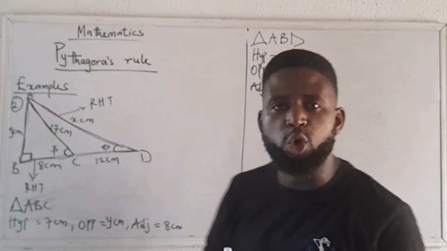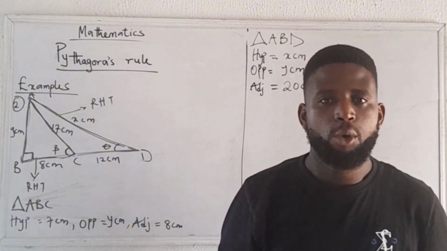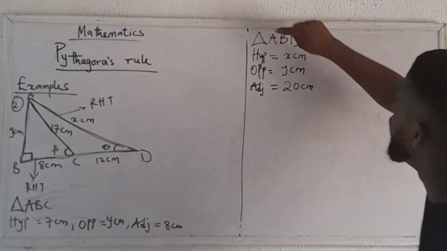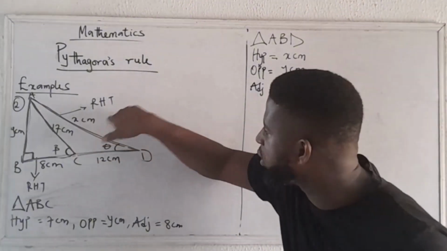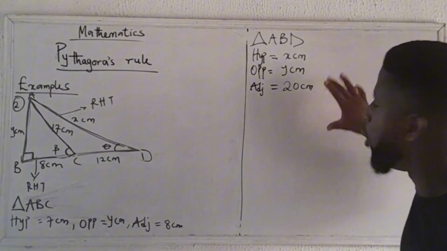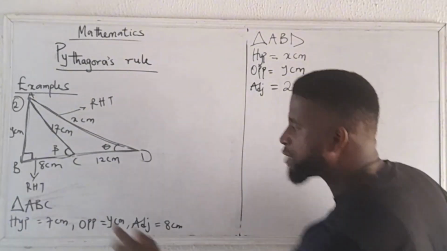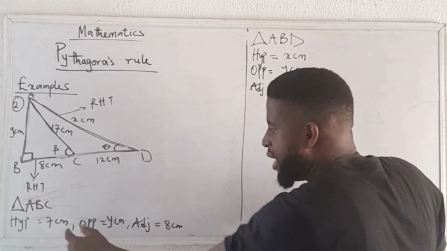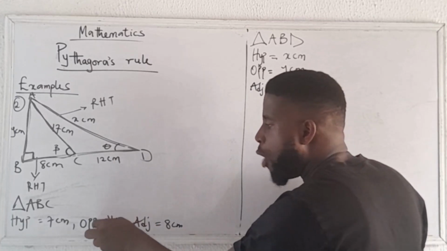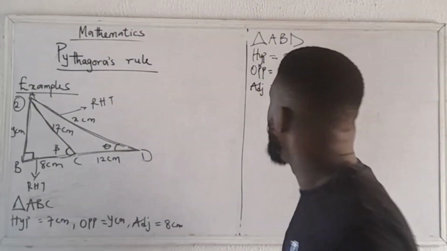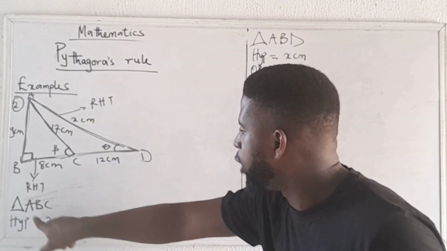Now, for you to use Pythagoras rule, you must be given at least 2 sides, right? So, if you look at triangle ABD, we only have one side. X and Y, which is hypotenuse and opposite, are unknown. So we cannot use Pythagoras rule for triangle ABD yet. But if you look at triangle ABC, right, we have hypotenuse, we have adjacent, which is 2 sides already. We are only looking for what? One side. So we can then use Pythagoras theorem or rule for triangle ABC.